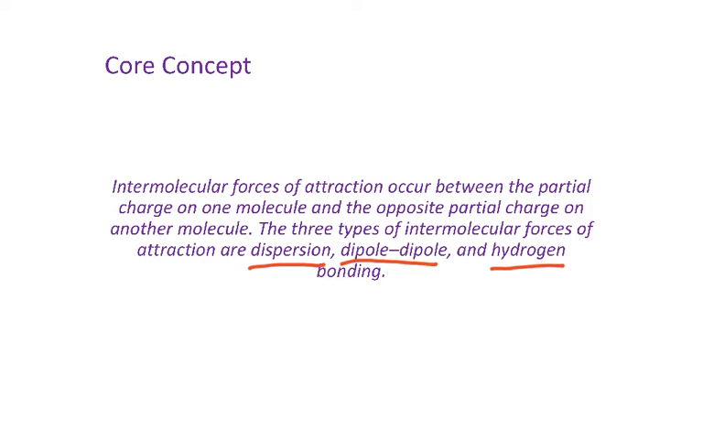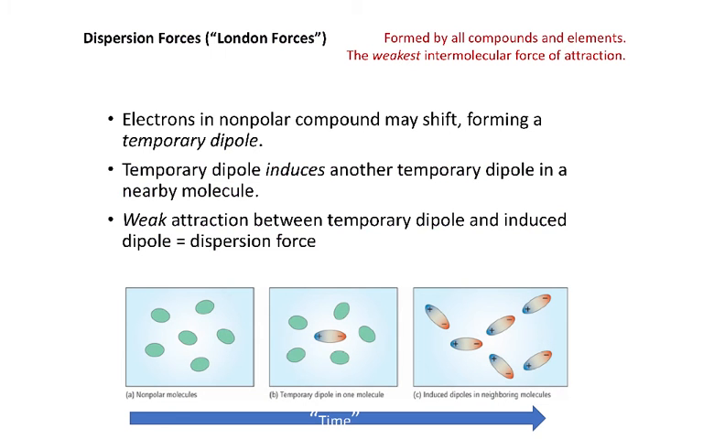Okay, so let's look at dispersion forces first. These are sometimes also called London forces or even van der Waals forces. And dispersion forces are found in all compounds. Nonpolar, polar, it doesn't matter. All compounds can do this, but mostly we're going to be thinking about nonpolar molecules having dispersion forces. That'd be molecules that do not have a molecular dipole. There are no partial charges within the molecule. This is, in effect, the weakest intermolecular force of attraction.